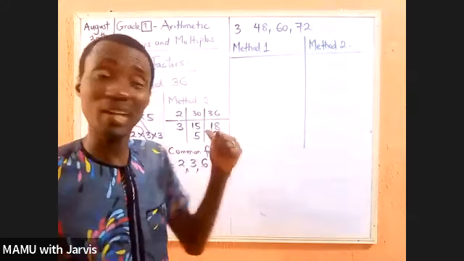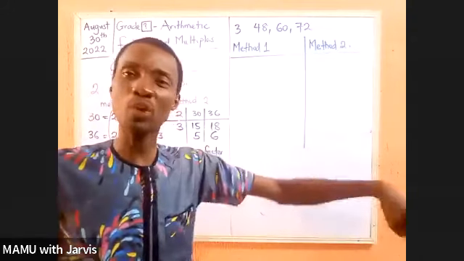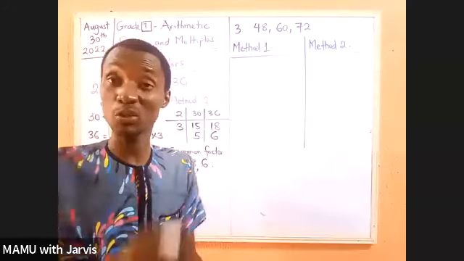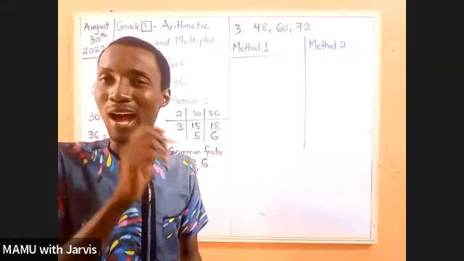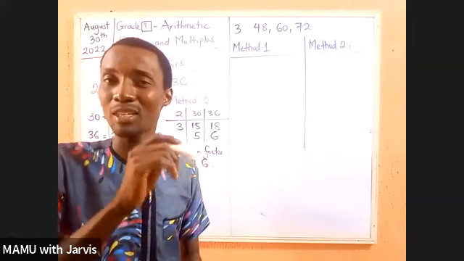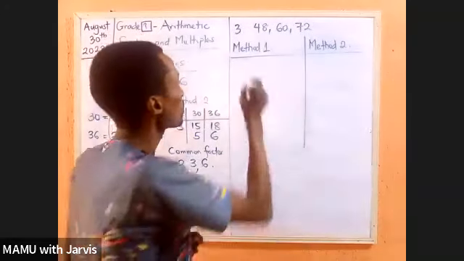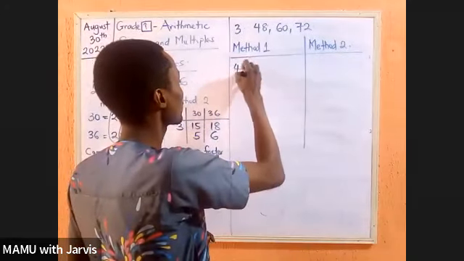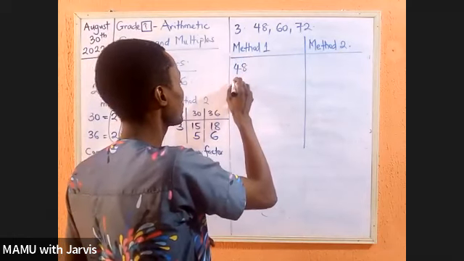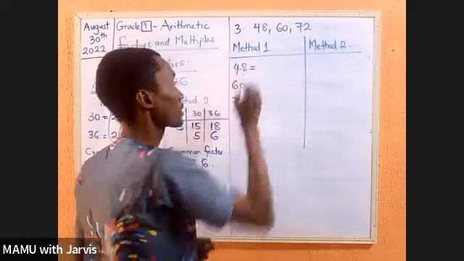But the reason why I would emphasize that you remember method 1 is because sometimes when we come to the next segment, you discover that if you are not conversant with method 1, if it comes out in the exam, it might become a challenge for you to even know that that's method 1 they have used. So I will have here 48, here 60, here 72. So how does it work?